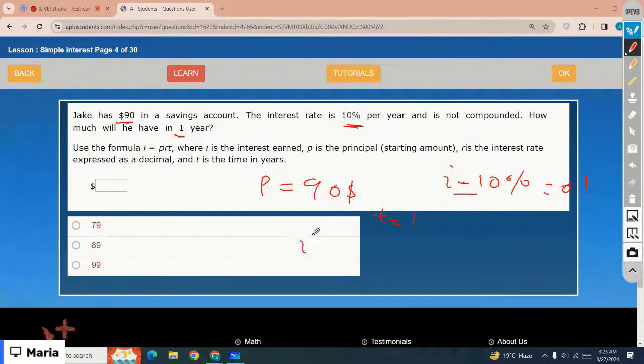Just simply use the formula I equals PRT. P is 90, I is 0.1, and t is 1. When you multiply, you get $9. Basically, that $9 is the interest on $90, right? And the amount you have in your account is 90, which is the one you started with, and after 1 year you have $9 more, so 90 plus 9 is 99. Got it?